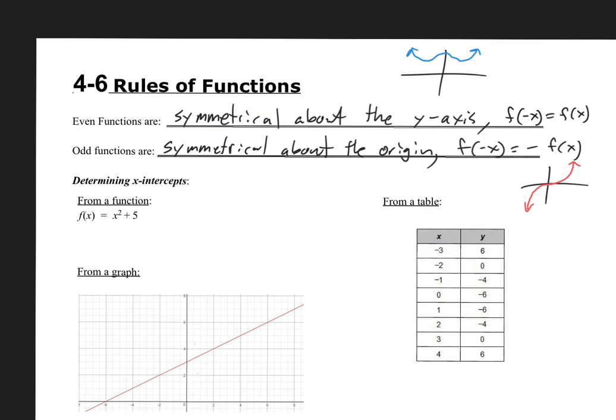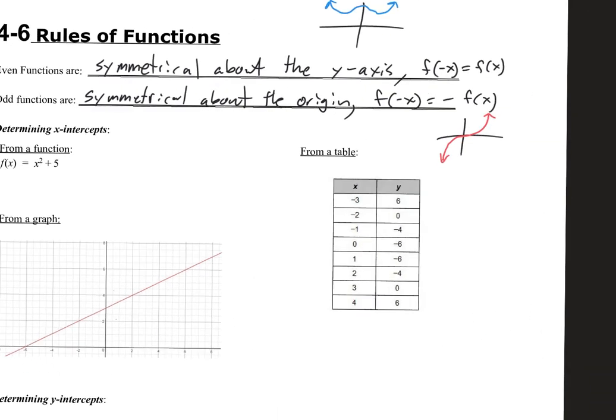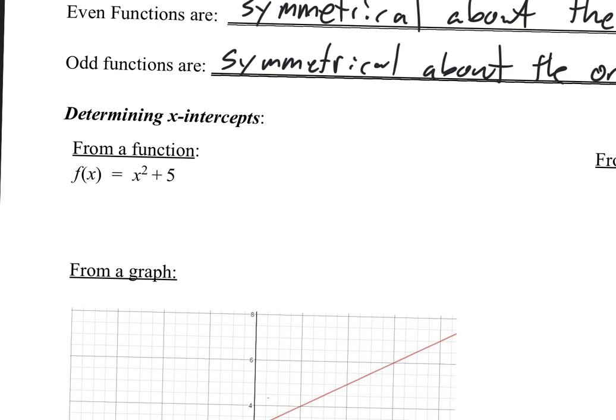Now, determining the x-intercepts. Well, let's talk about this. What is an x-intercept? Well, if we go back over to this graph, this is the x-axis. And the y value here, what do we know about this? Well, we know on the x-axis the y equals 0. So that's the first thing I'm going to say. This is when the y, or the f of x, equals 0. So I'm going to replace the f of x with the 0. And then I'm just going to solve. So when they give us the function, we can just do that.